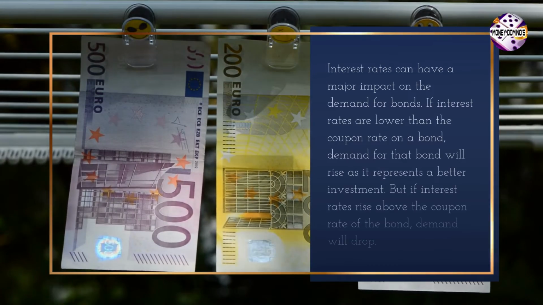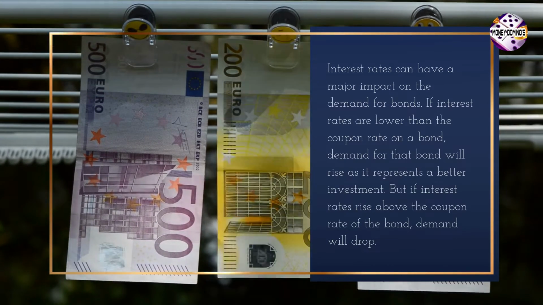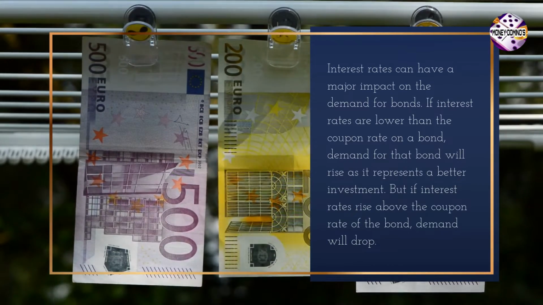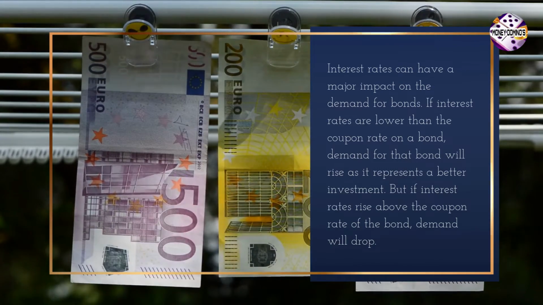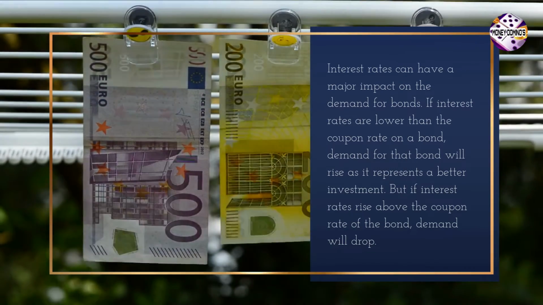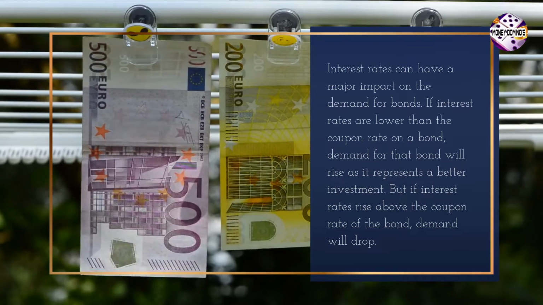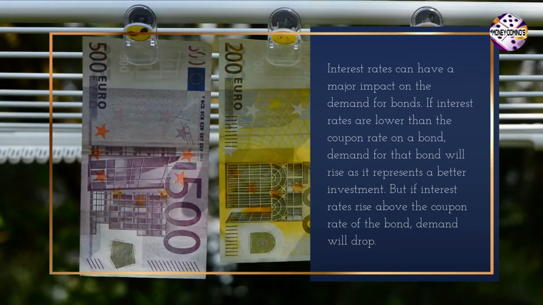Interest rates can have a major impact on the demand for bonds. If interest rates are lower than the coupon rate on a bond, demand for that bond will rise as it represents a better investment. But if interest rates rise above the coupon rate of the bond, demand will drop.